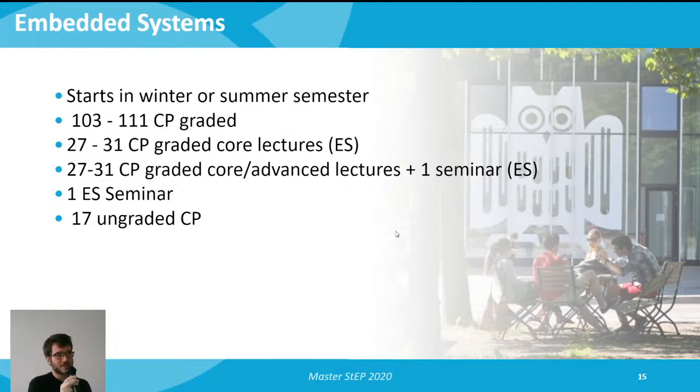The master program embedded systems, you can start in winter or summer semester, and you have to bring in 103 to 111 graded credit points, and 17 to 9 ungraded credit points. Out of the 111 graded ones, there are 31 graded core lectures.